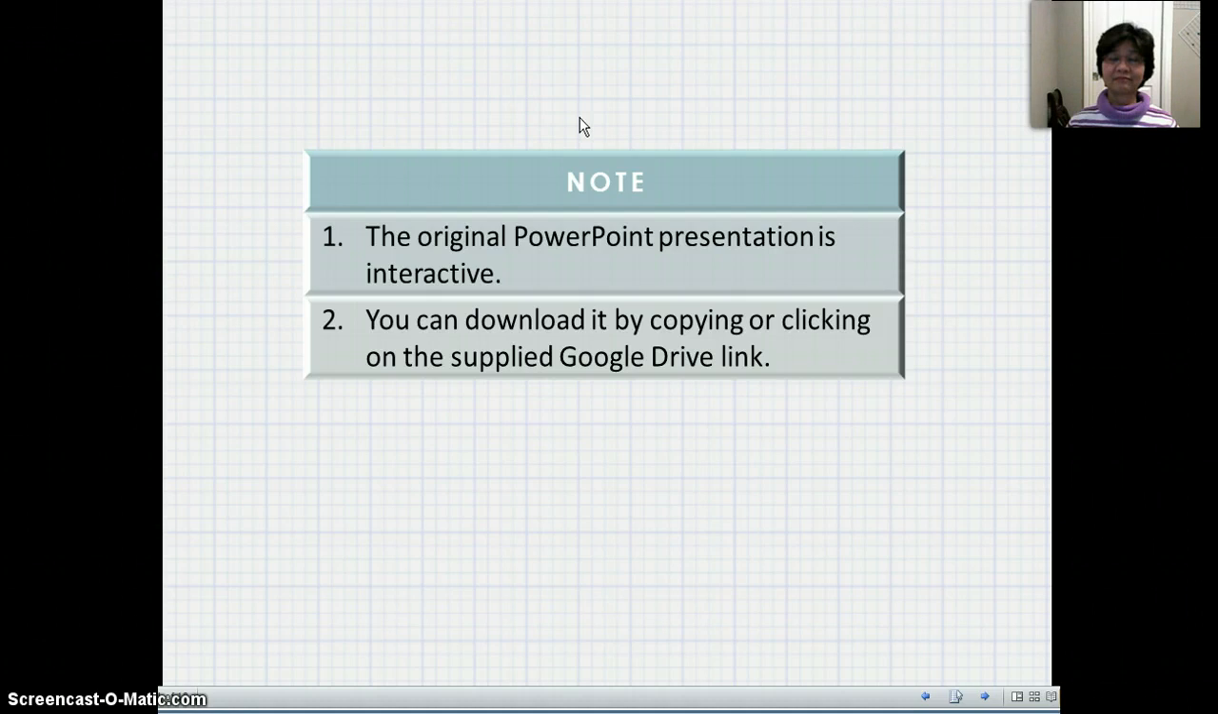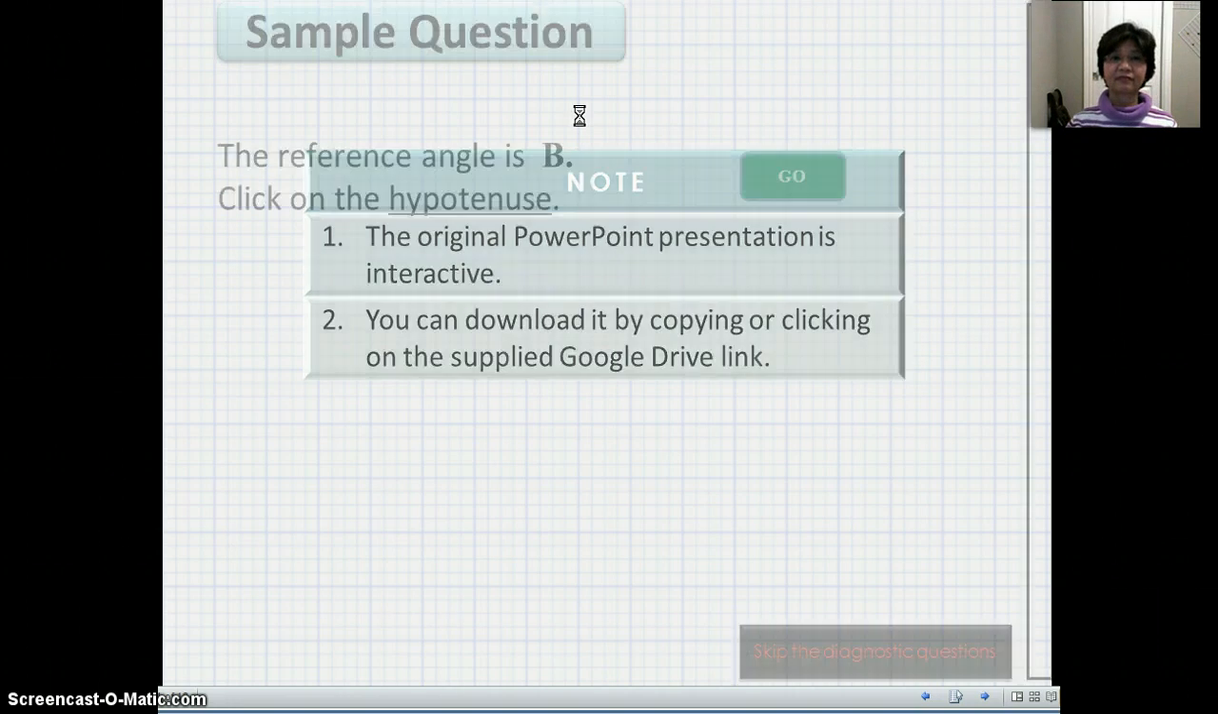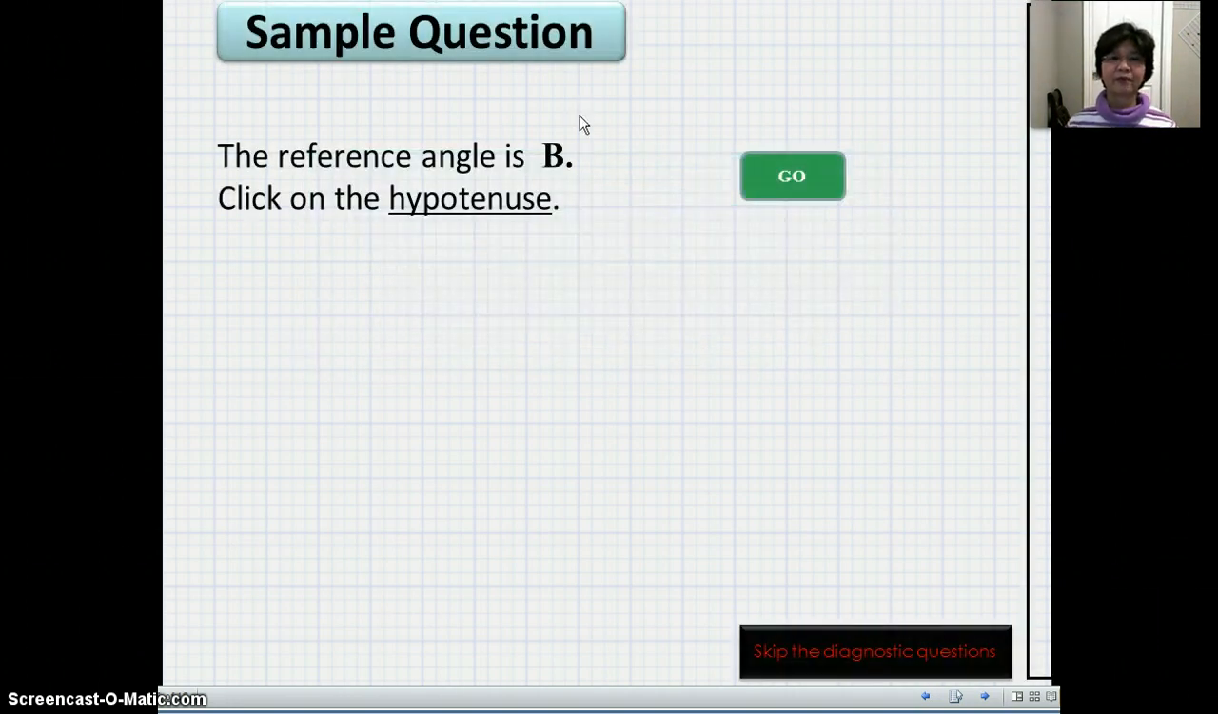Unfortunately, this is a video, but the original PowerPoint presentation is actually interactive. The diagnostic test is there. You can download the PowerPoint file by copying or clicking on the supplied Google Drive link. I'll give you a sample question though. The reference angle is B.